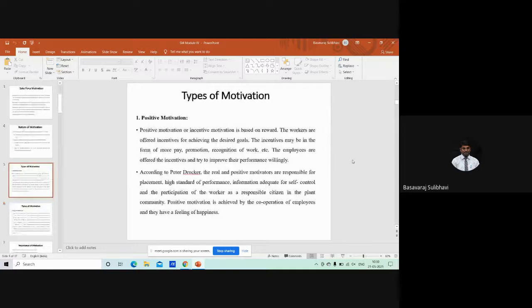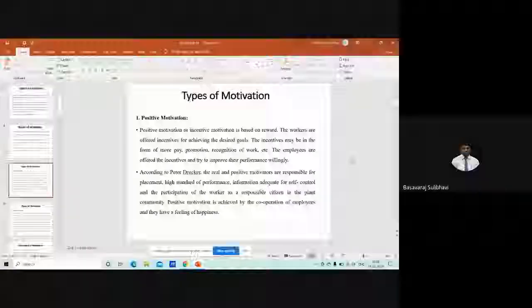So there are mainly two types of motivation that we generally have in the concepts of motivation: a positive motivation and a negative motivation. When we talk about positive motivation, this is going to be purely based on reward. You can also call it an incentive motivation, which is purely on the basis of reward.